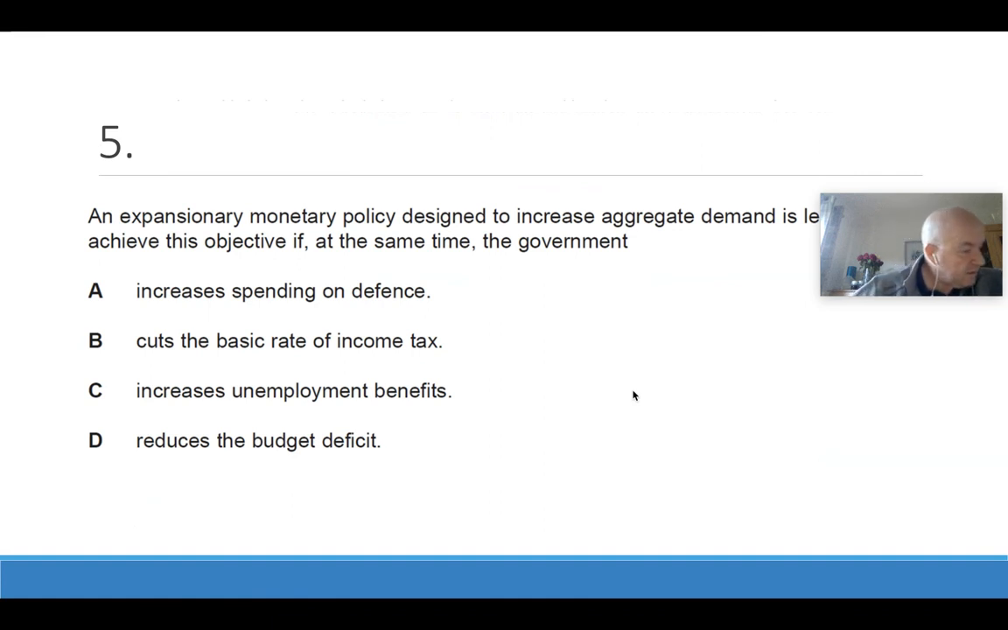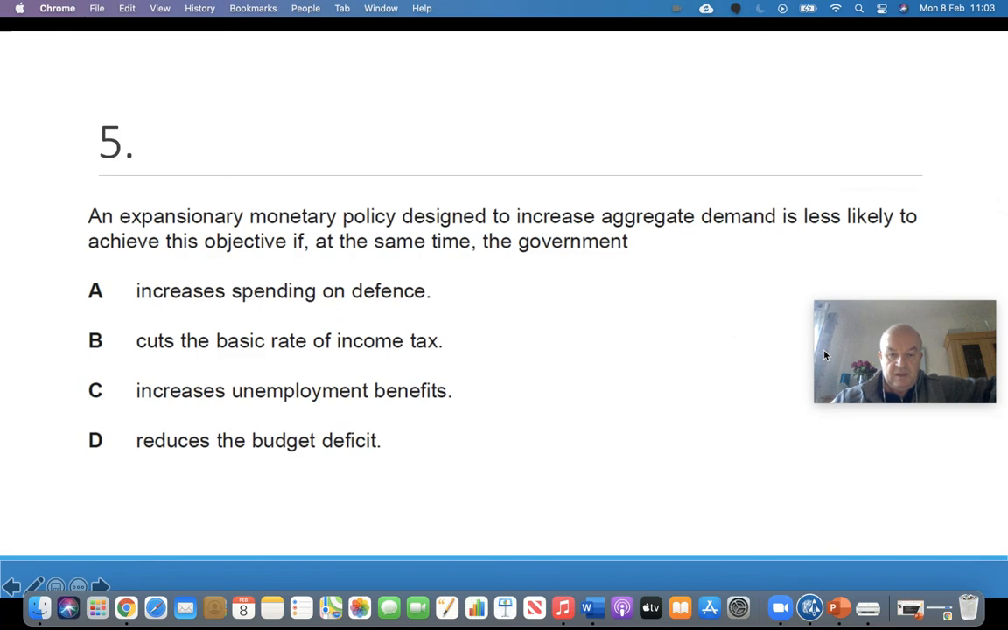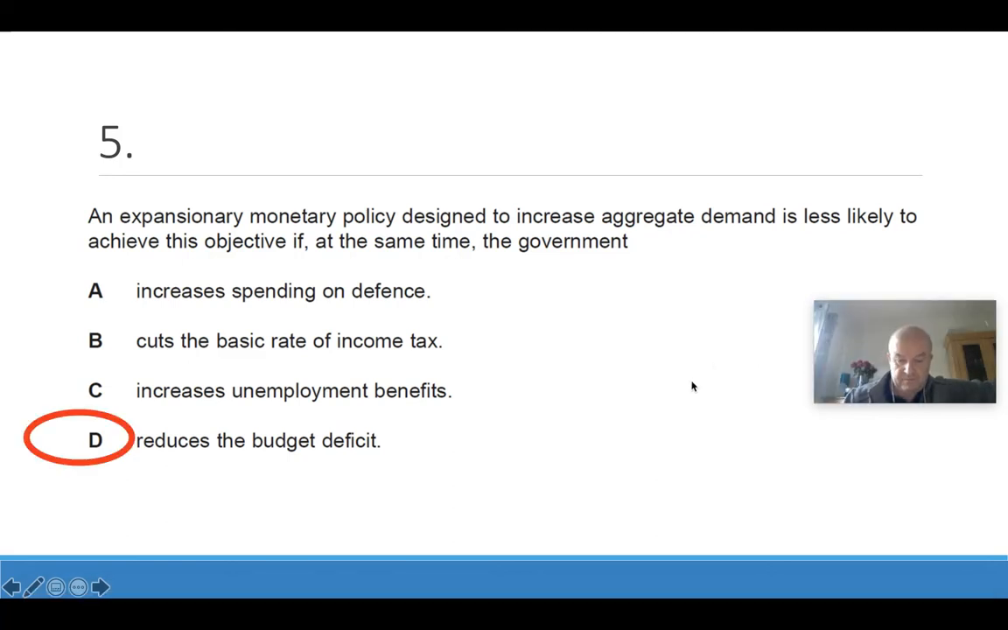Okay, so let's take a look at the next couple of questions then. So if we take a look at the fifth question, expansionary monetary policy designed to increase aggregate demand is less likely to achieve this objective if at the same time the government chooses to do what? In this case, it would be to reduce the budget deficit. Well, clearly, if we're reducing the budget deficit, that is going to fly in the face of an expansionary monetary policy, because effectively one thing is designed to stimulate aggregate demand, and if we're reducing the budget deficit, then that is probably going to stop or reduce aggregate demand, rather than increase.